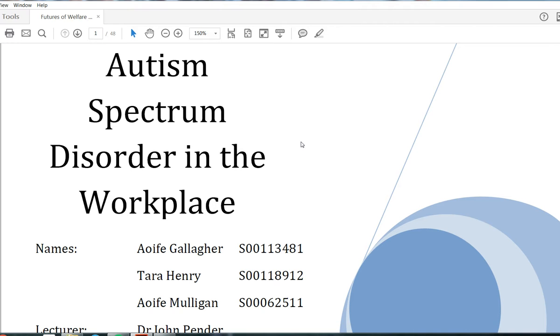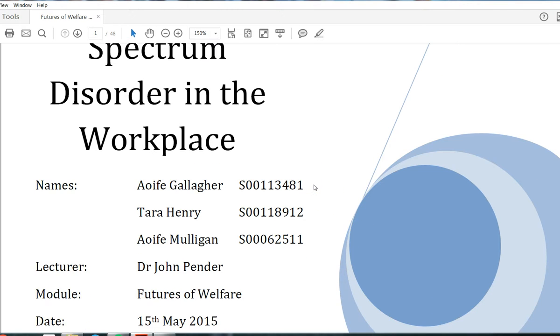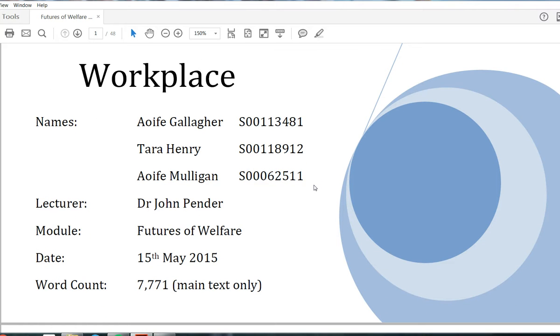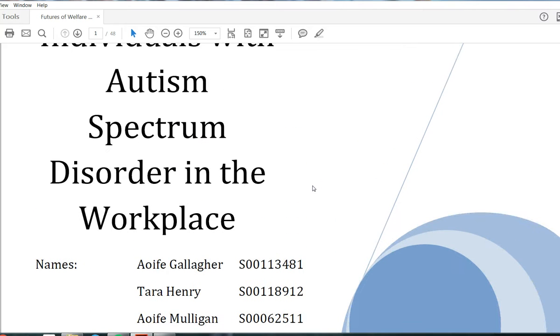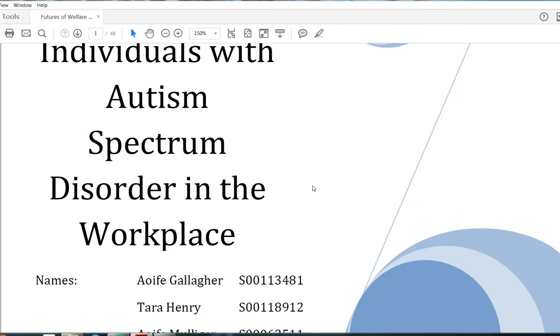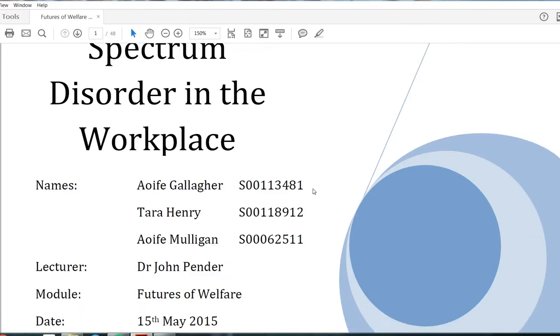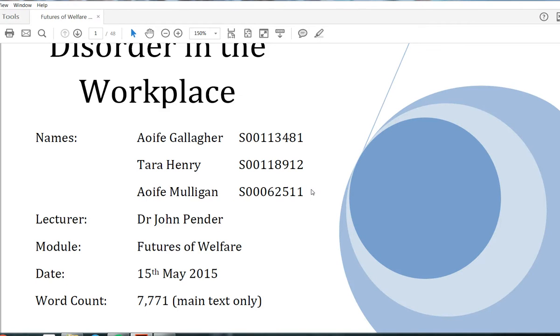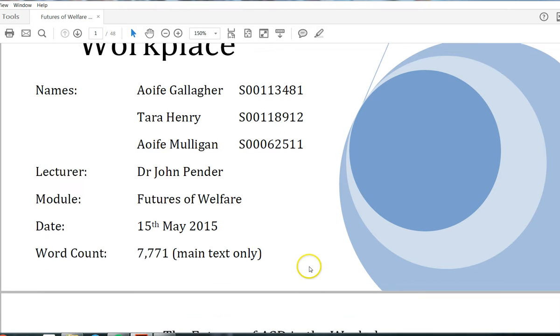Anyway, the first one here, as you can see, the title is Autism Spectrum Disorder in the Workplace. The authors were Aoife Gallagher, Tara Henry and Aoife Mulligan, three outstandingly hard-working students from the ECCE program. Now, the topic of the assignment was quite interesting in its own right: autism, and individuals with autism, whether or not they could gain access to the workplace. You can see that the word count for the three students in question was 7,771, and that was a pretty reasonable distribution over three people, well over 2,000 words each.